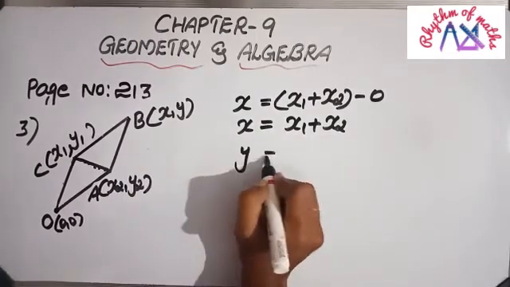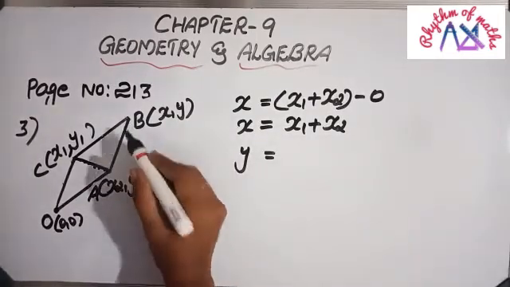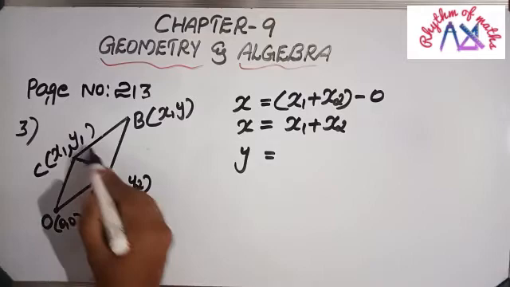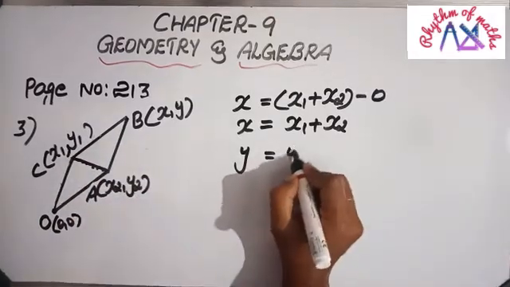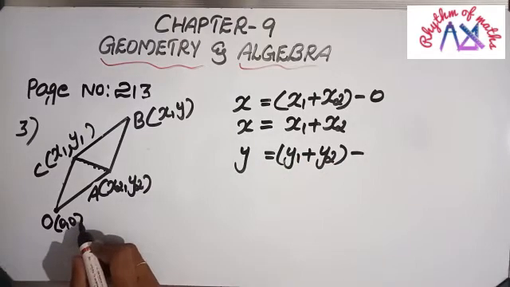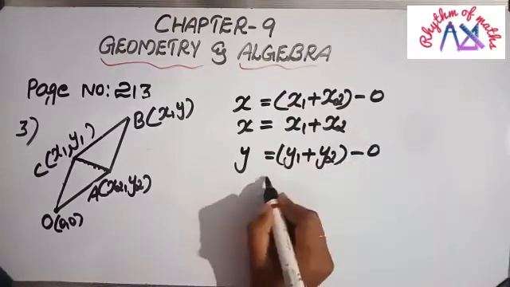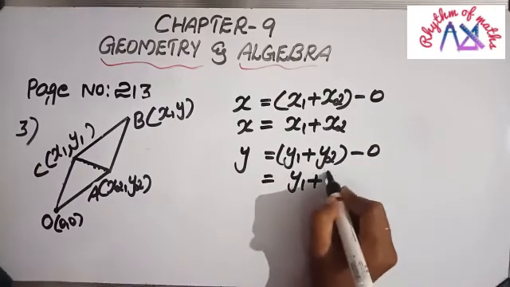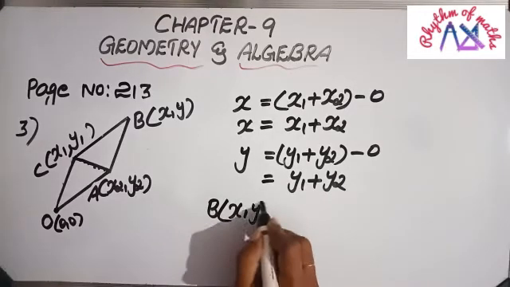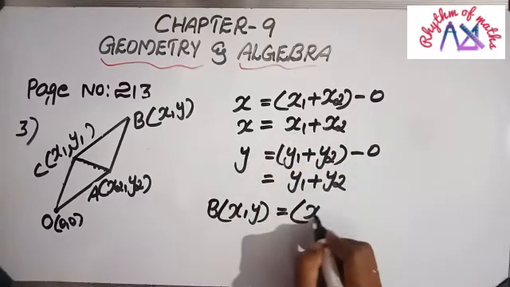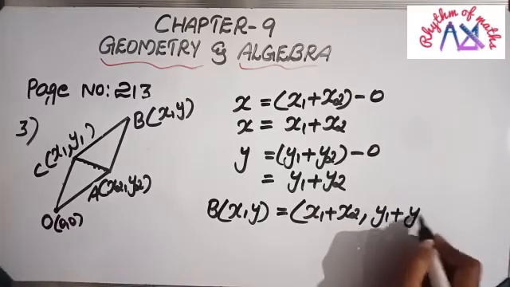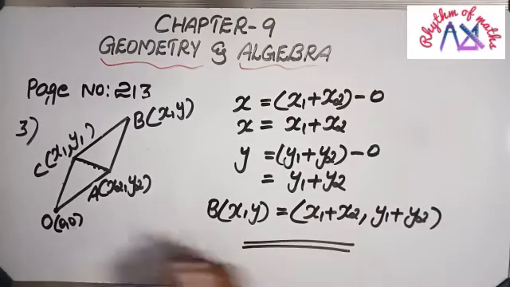Next is the y coordinate. In order to get the y coordinate, take the sum of the y coordinates in the diagonal minus the y coordinate in the corner. So the y coordinates are y1 and y2. So y1 plus y2 minus the y coordinate in the corner, that is 0. The answer again is y1 plus y2. That is the B coordinate (x, y): first is x1 plus x2, next is y1 plus y2. So this is the third one's answer.